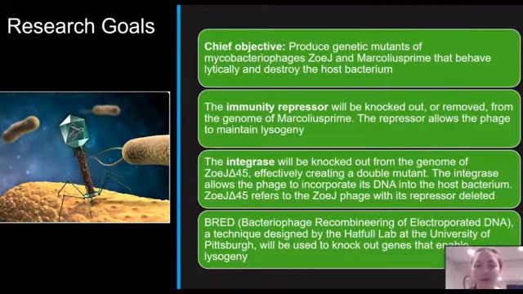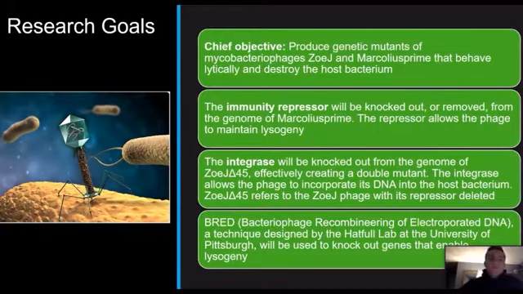Yeah, so I'm working with the phage Marcoliusprime, as Colby mentioned, a K2 subcluster phage capable of infecting Mycobacterium tuberculosis. My goal is to delete the immunity repressor because, again, the repressor allows the phage to maintain lysogeny. So if this gene is deleted, then we can hopefully help the cell enter the lytic cycle only.